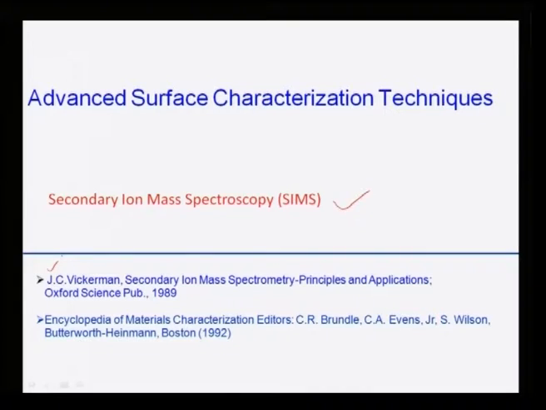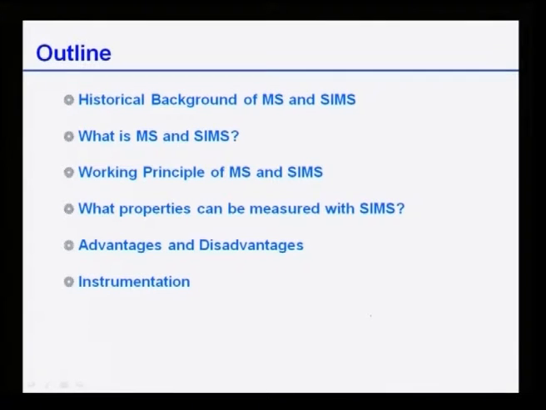The most important books on which literature is available I have listed at the bottom. The first one is by J.C. Vickerman. The second one is the Encyclopedia of Materials Characterization, edited by Brundle, Evans and Wilson. These two books are easily available in different libraries, so you can have access.